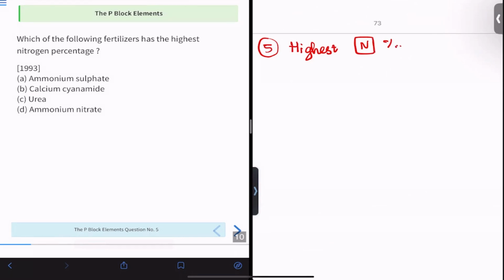How will you calculate the amount of nitrogen? First, which one of the following? So we'll go with option A first. What is option A? Ammonium sulfate. Draw the diagram for ammonium sulfate.